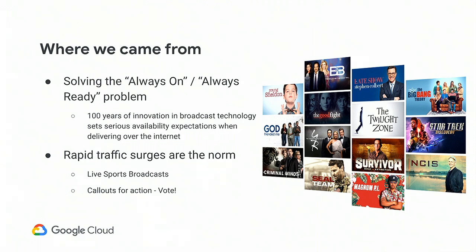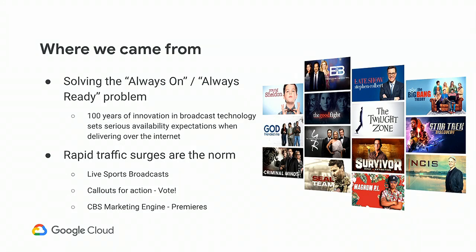So we also get call-outs for action. In previous years, the Academy of Country Music, their top award, the Entertainer of the Year, was decided on CBS.com. So that meant a tremendous surge of activity during the broadcast, where at one minute, millions of people would be watching the show, and then the next, millions of people are coming directly to our website in less than 5 minutes. And then we have the natural cadence of television. So CBS Marketing promotes our premieres, finales, special events, and this all can drive a tremendous amount of traffic to our platform.